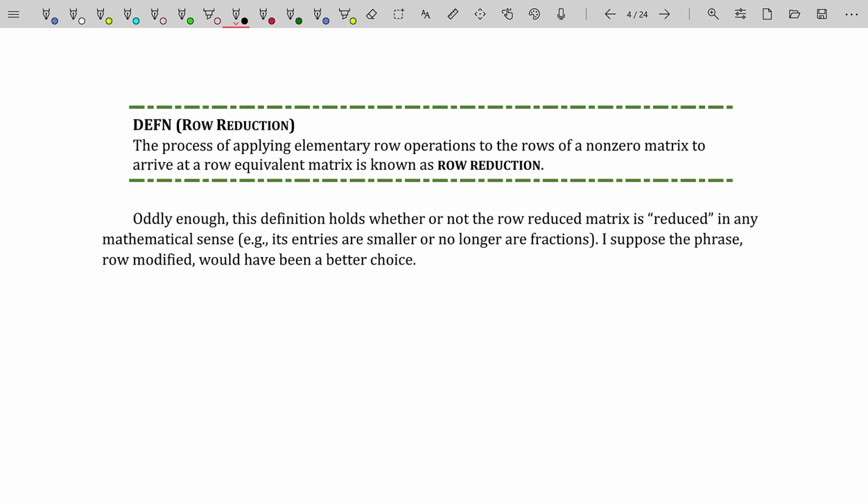So far we've talked about leading entries and we've talked about the echelon form of a matrix. And if we have a matrix in echelon form, we call it an echelon matrix. All that sounds pretty nice so far.